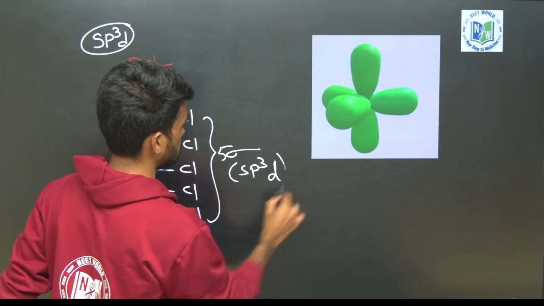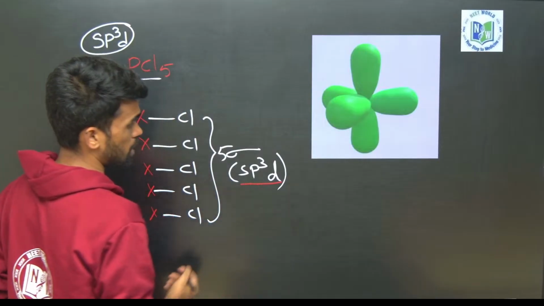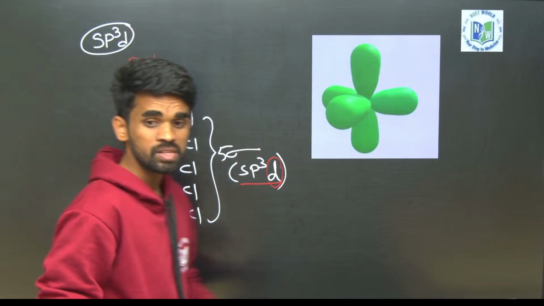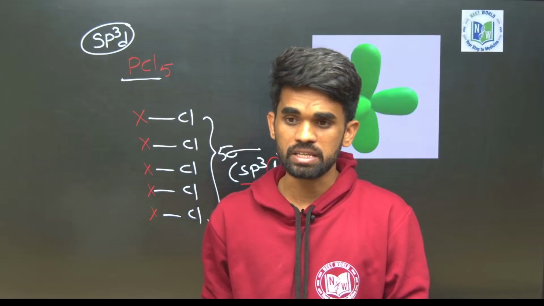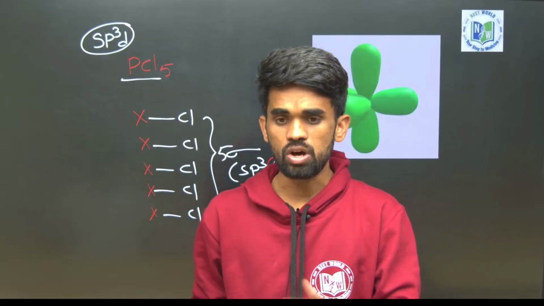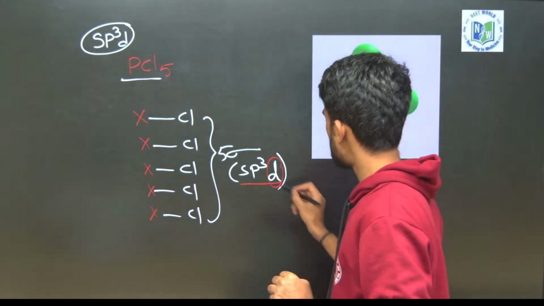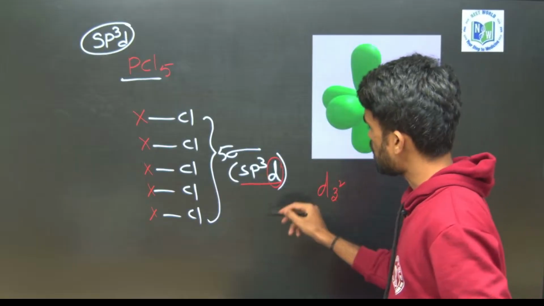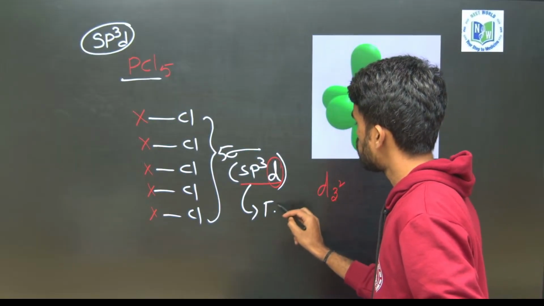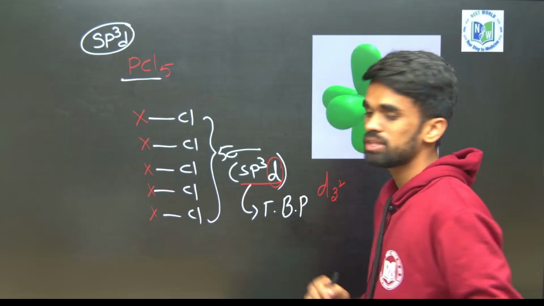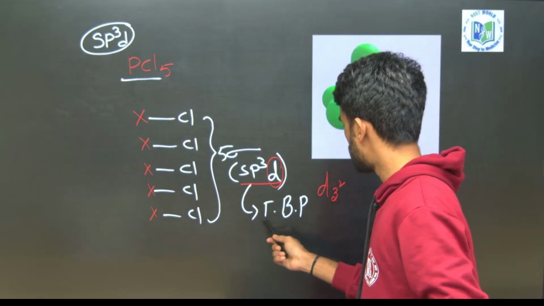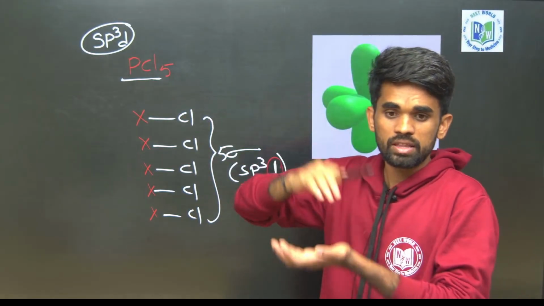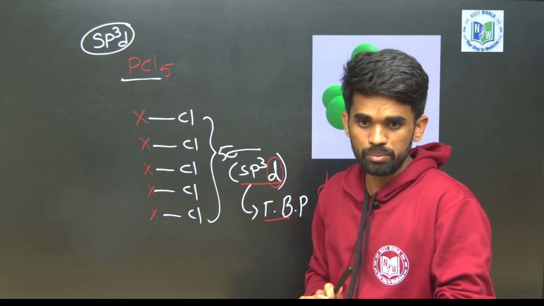So sp3d. Now in this sp3d hybridization, which d orbital is involved? That is the question, because we have dxy, dyz, dxz, dx square minus y square and dz square. So out of these 5, the orbital involved is the dz square orbital. With this hybridization, we are going to get trigonal bipyramidal geometry, TBP in short form. Trigonal means triangle, bipyramidal means 2 pyramids on this triangle, you can remember like that.